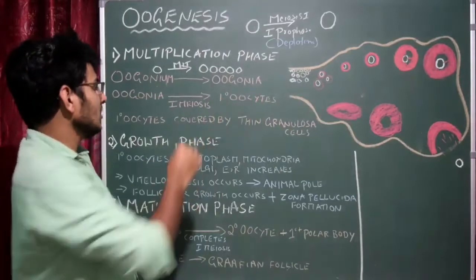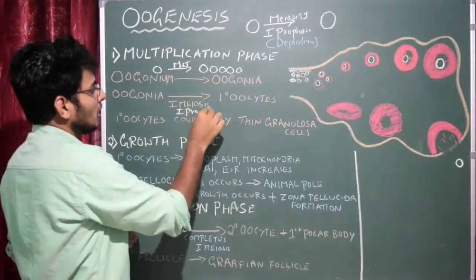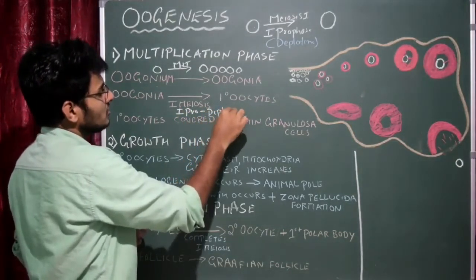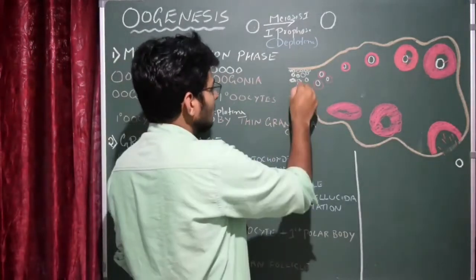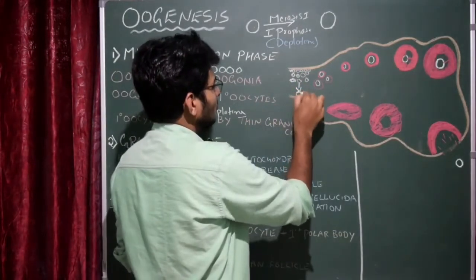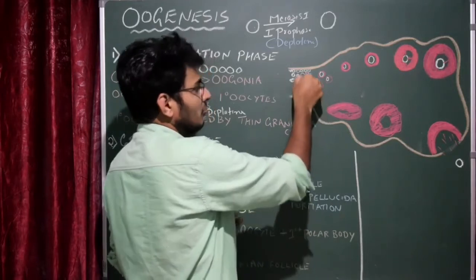That is actually the primary oocyte, and here I'll write first prophase, particularly where? In prophase diplotene stage. It gets arrested. In the picture you could see that. So now this is actually the primary oocyte, from the oogonia cells.